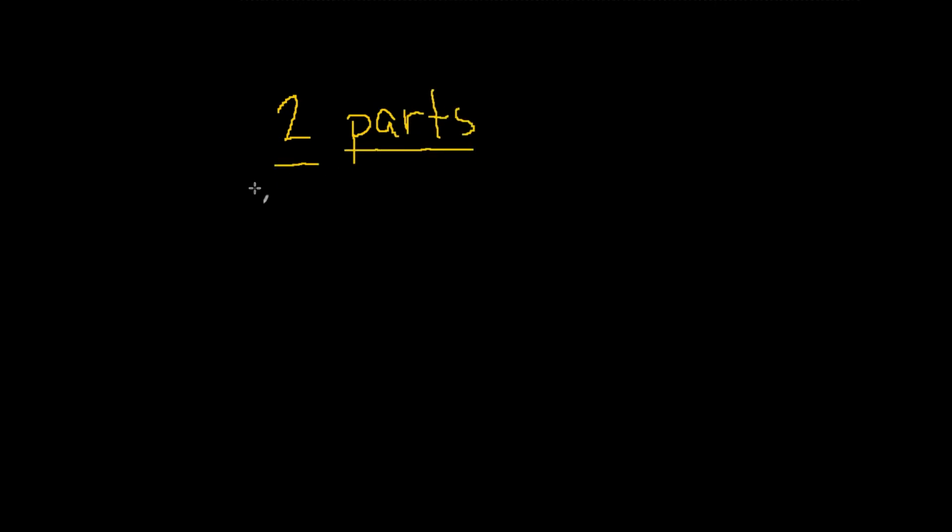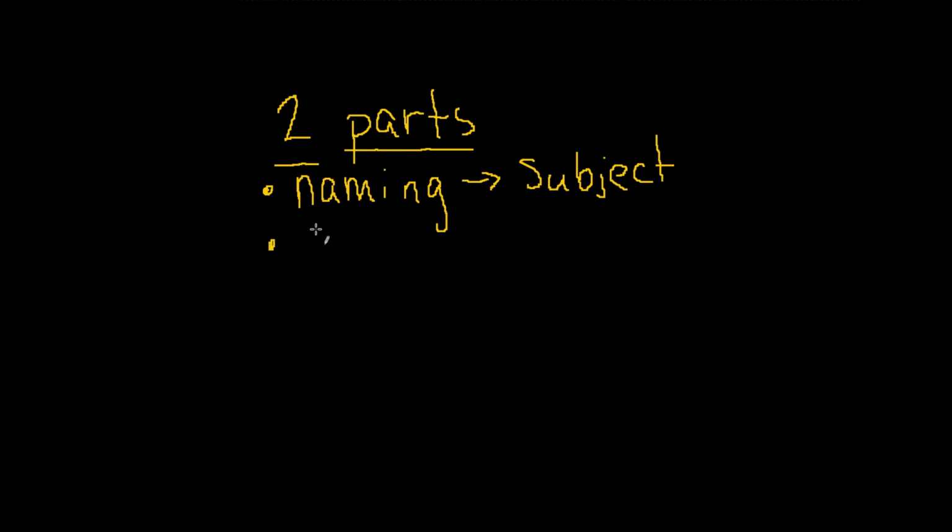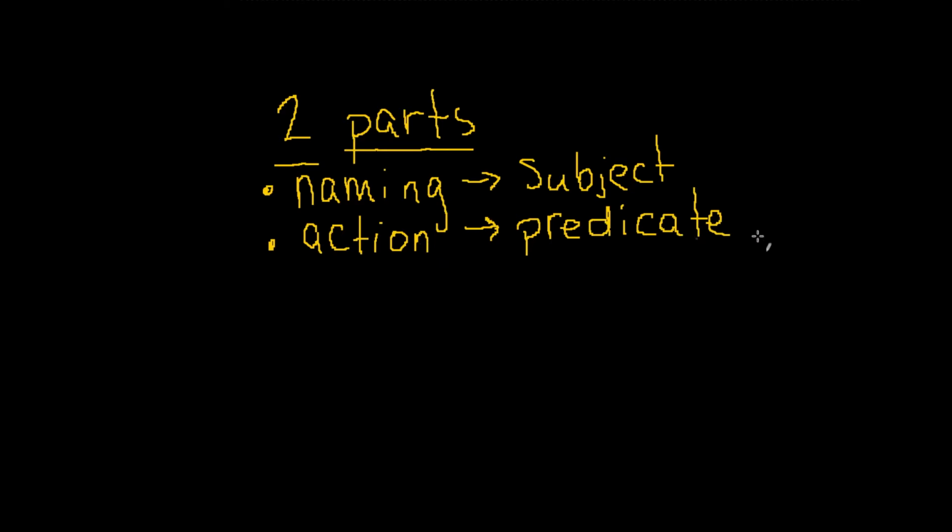Now today, to start off with, we're going to talk about the two parts of a sentence. This is a little bit of a review. In the last video we talked about the naming part of a sentence, which we called the subject, what the sentence is about. S-U-B-J-E-C-T, subject. And today we're going to talk about the action part of a sentence, which we call the predicate, P-R-E-D-I-C-A-T-E, predicate.